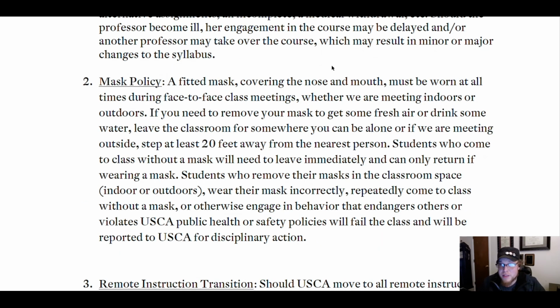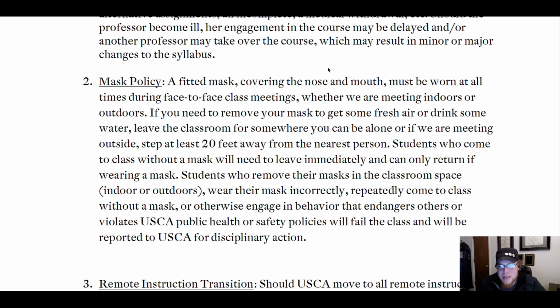Mask policy. This is for obviously the days where you're coming in on either Tuesday or Thursday. If you're at home by yourself, this is not something you need to worry about. In class, a fitted mask covering the nose and the mouth, not one or the other, but both, must be worn at all times during face-to-face class meetings. So if you're with me on Tuesday, you're going to cover your nose and mouth. If you're with me on Thursday, you're going to cover your nose and mouth.